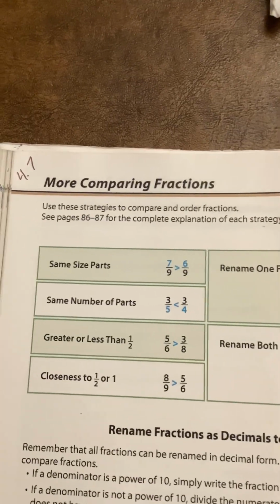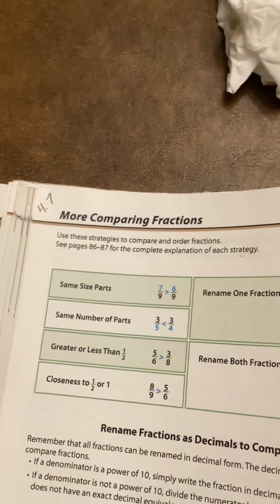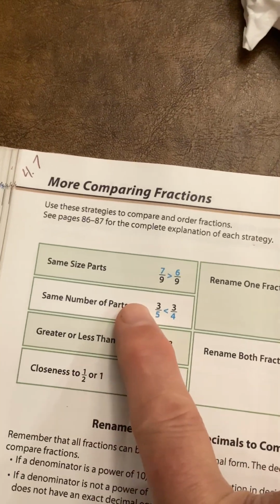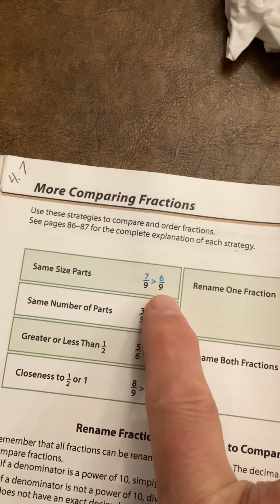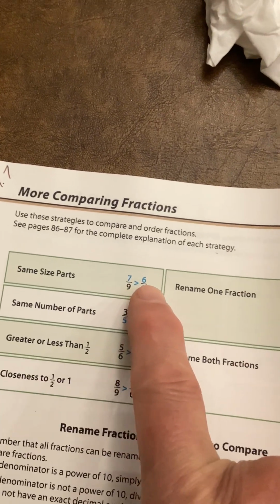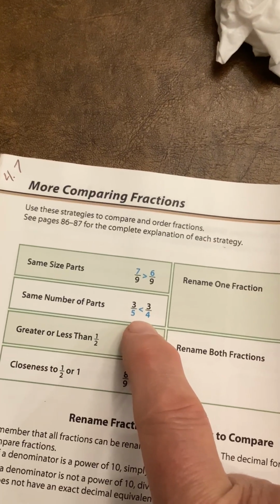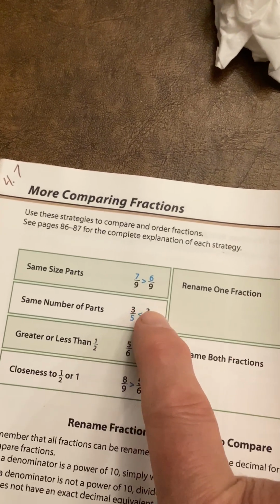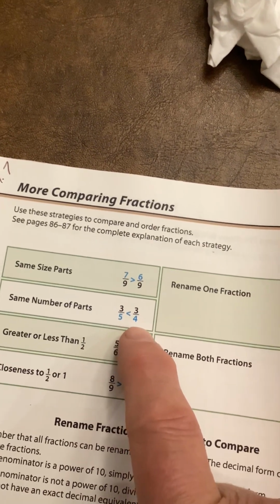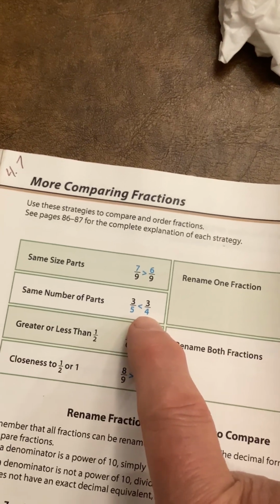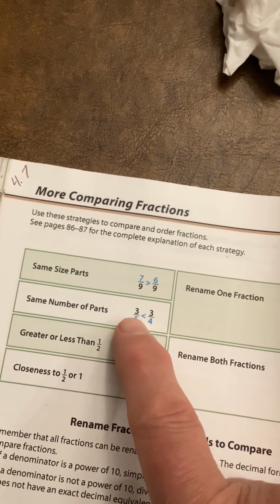More comparing fractions. So, they show these different ways. If the denominators are the same, well, 7/9 is greater than 6/9. That's all you worry about. If the numerators are the same, then the smaller denominator is bigger, like 3/4 is bigger than 3/5.